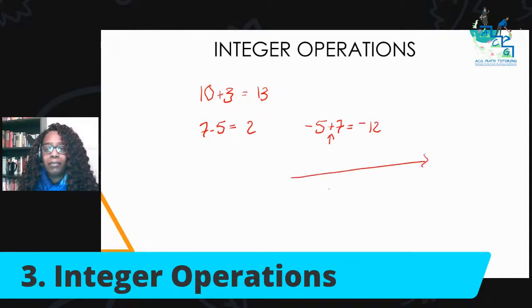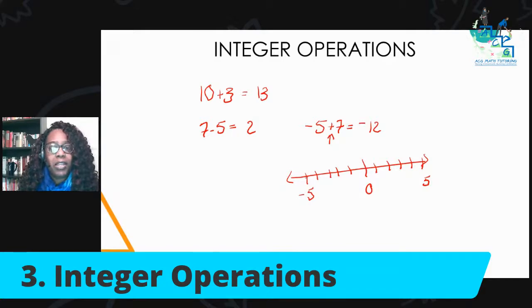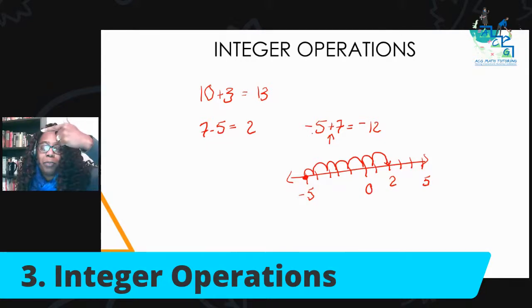So if I draw a number line as best I can, say we're starting here at negative 5. So we have 4, 3, 2, 1, and 0. 1, 2, 3, 4, and coming up to 5, we're counting by 1s. If I start here at negative 5, and I'm going positive 7, so I'm adding 7, that means I'm going to the right. So if I go to the right, 1, 2, 3, 4, 5, 6, 7, I'm stopping here at 2. So does it look like I'm really adding? No, I'm not continuing down on the negative end of the spectrum. I'm actually going in the opposite direction.